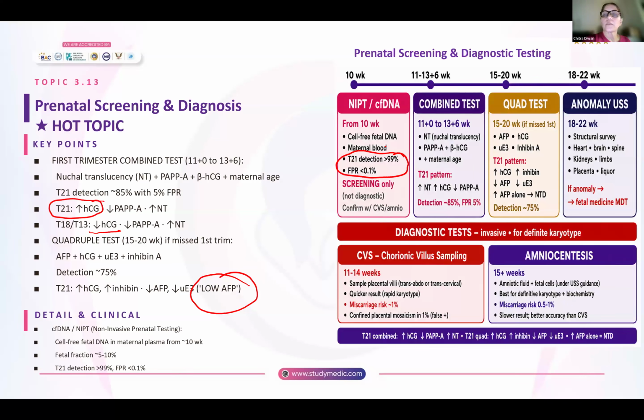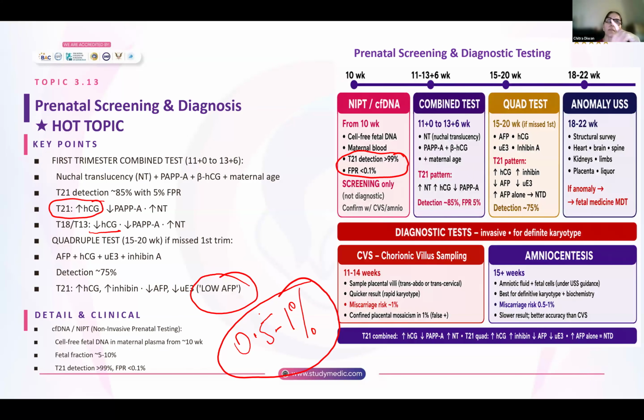So chorionic villus biopsy is done between 11 to 14 weeks of gestation. It can be done transabdominally or transcervically also. It is quicker because the karyotype comes back sooner. But remember, it is an invasive test. The risk of miscarriage is not 1%. The newer guidelines say that both for CVS and for amniocentesis, the risk of miscarriage is 0.5 to 1%.